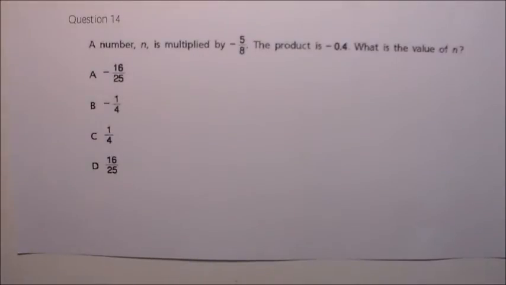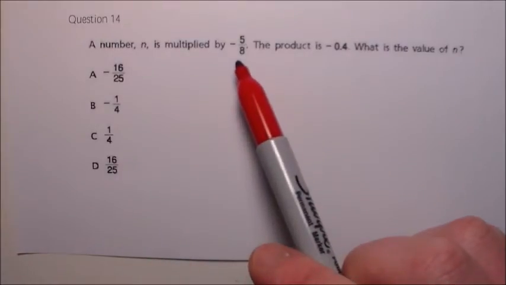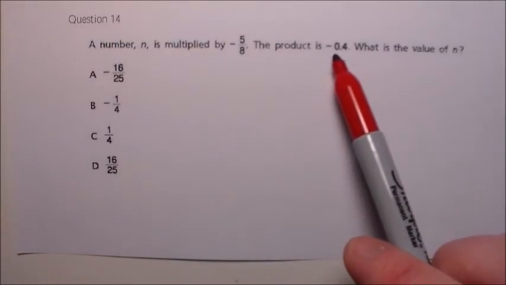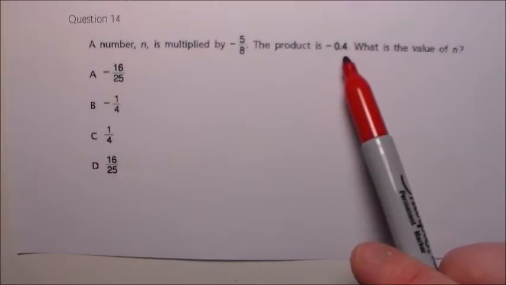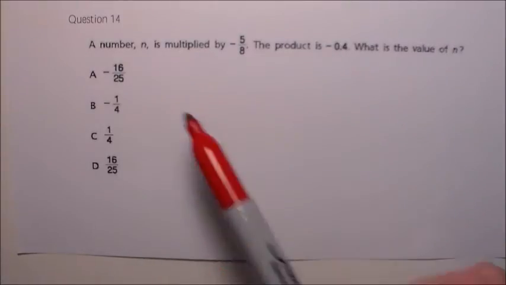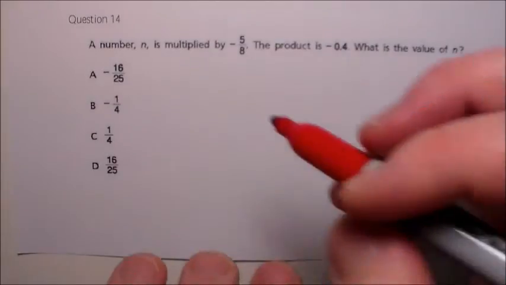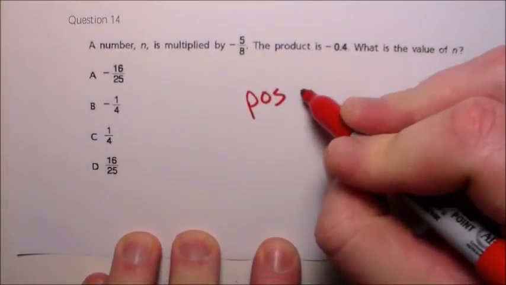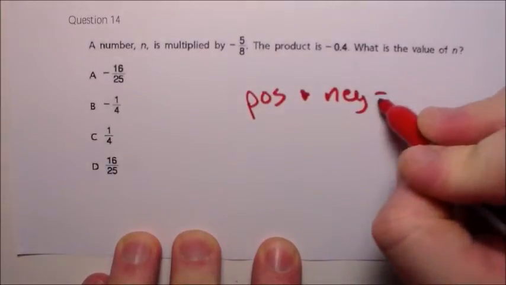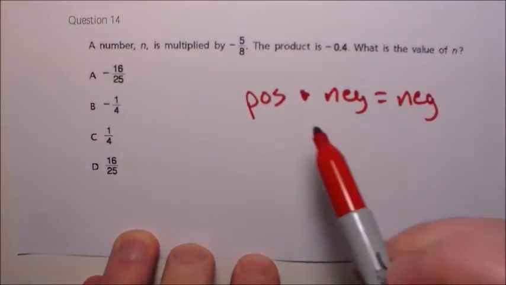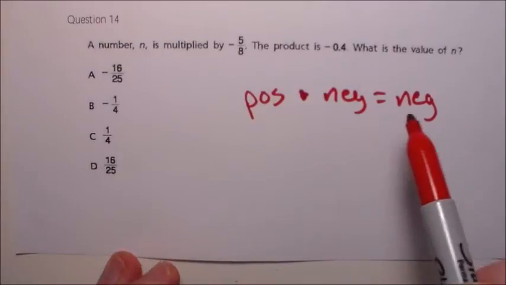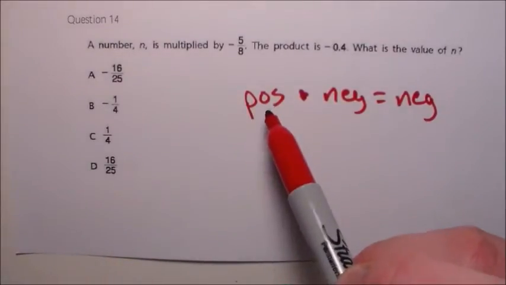Okay, question 14. A number n is multiplied by negative 5/8. The product is negative 4/10. What is the value of n? So we have n times negative 5/8 equals a negative number, negative 0.4. Right away, we know n has to be positive. Why? Because we know positive times a negative equals a negative. There's no way to multiply a negative by a negative and get a negative. So we know n has to be a positive.